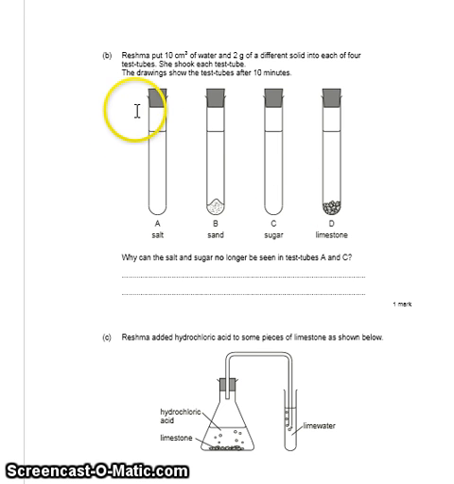Why can the salt and sugar no longer be seen in A and C? Right, so basically you have your 10 cubic centimeters here, and then the salt here has disappeared, and the sugar has disappeared. They're not really disappeared, have they? Like, so where have they gone? So we need to describe the process that's happening to it here, and describe the process that's happening here. So we would say that the salt and the sugar have dissolved in the water.